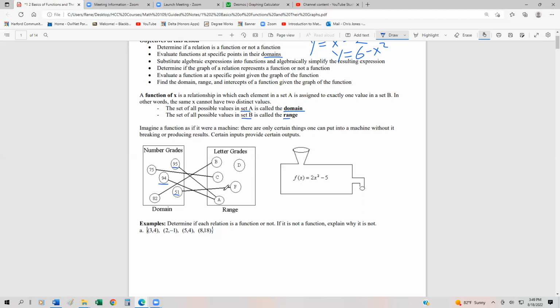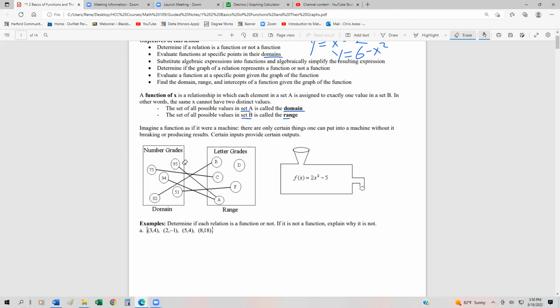All right, we know 51 assigns to an F, but we know that a 51 doesn't assign itself to a D and an F. So that would make it not a function. We're going to see that in a few moments as we go through some examples of this. But a function basically says for every one input, there's going to be one specific output. It doesn't mean that every single element in the range is going to be identified by the domain.